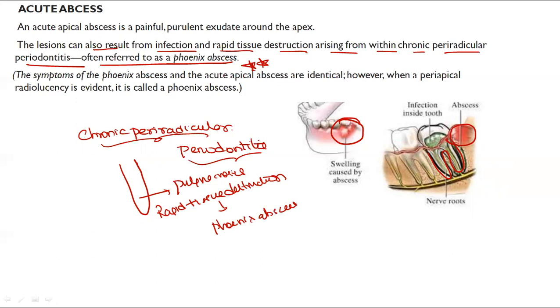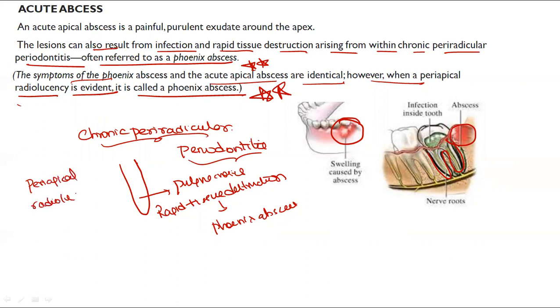Okay. The symptoms of phoenix abscess and acute apical abscess are identical. However, when a periapical radiolucency is evident, it is called as phoenix abscess. But whenever you see a periapical radiolucency, then it is called as phoenix abscess.